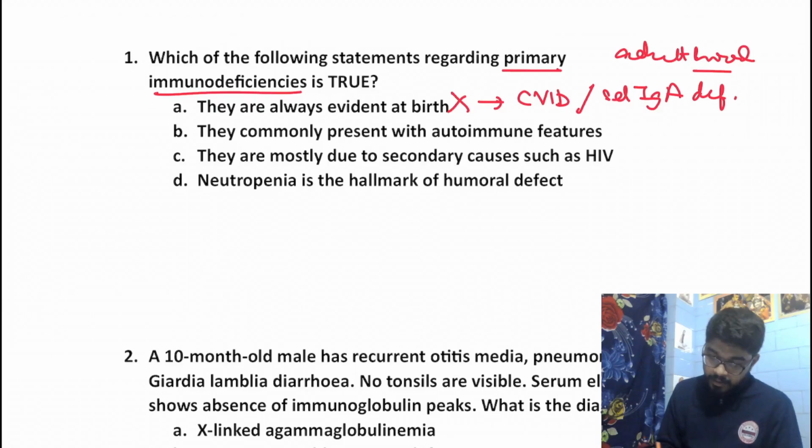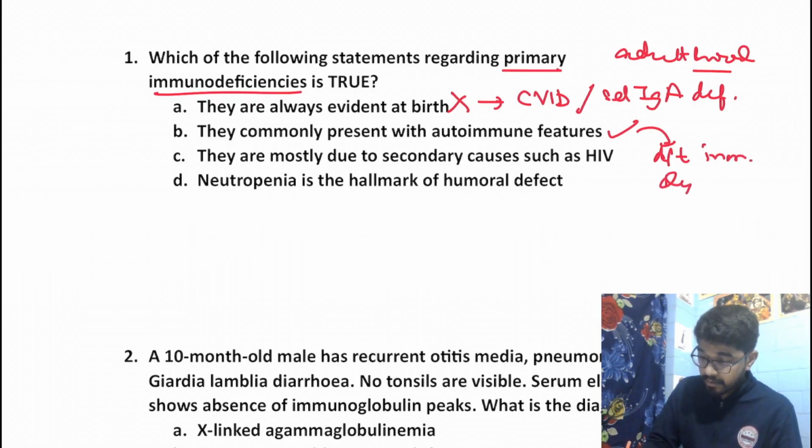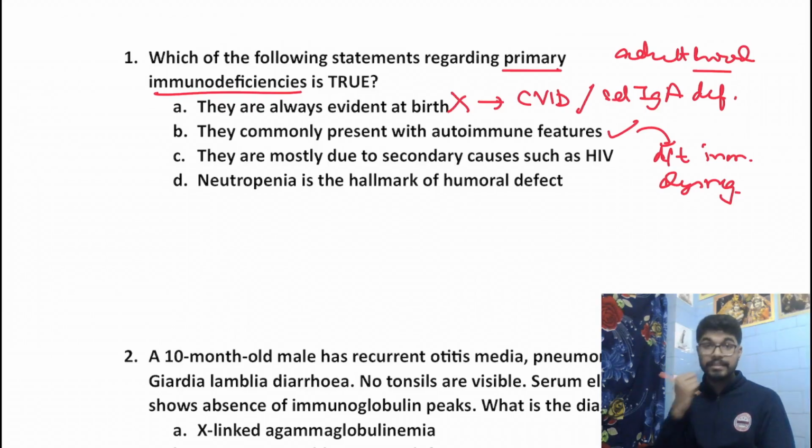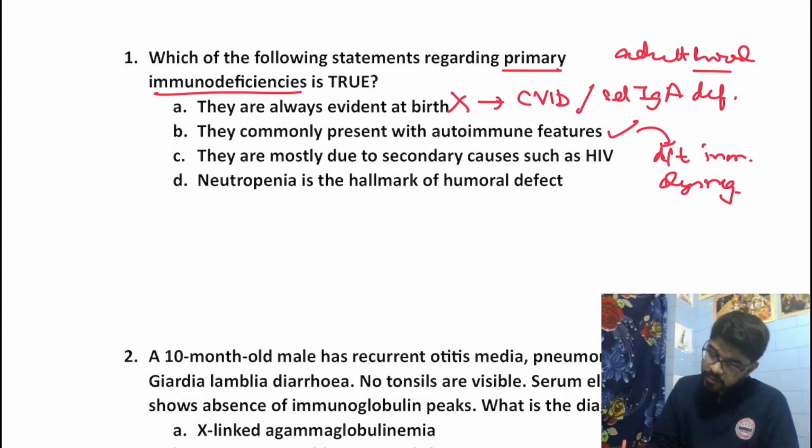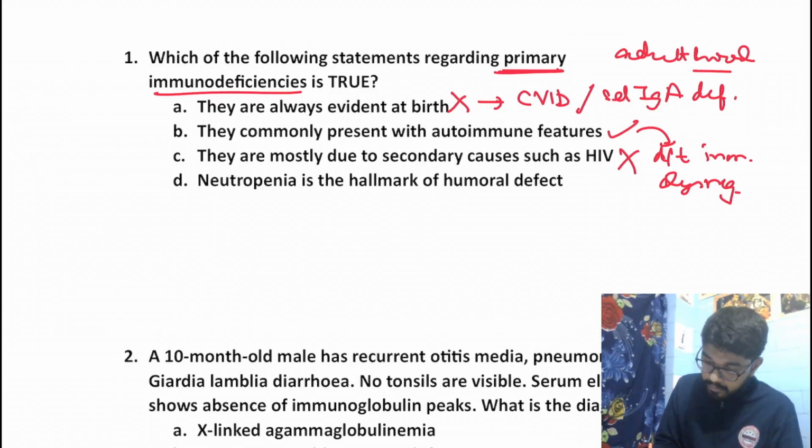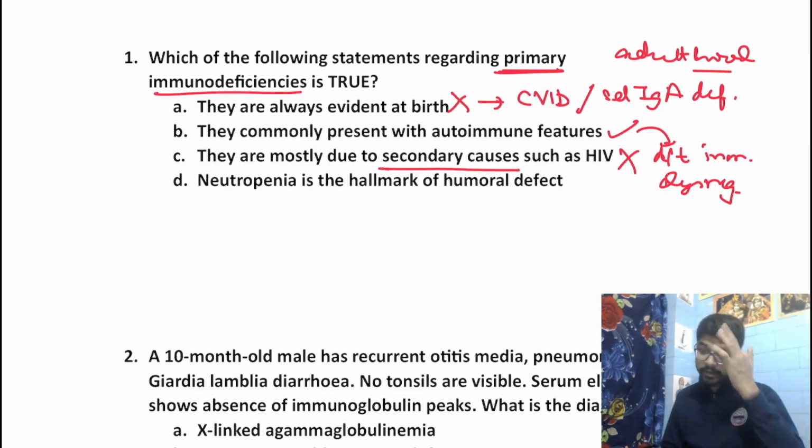They commonly present with autoimmune features. That's a true statement. This is due to the immune dysregulation that is seen in immunodeficiency. They are mostly due to secondary causes. That's a false statement. We are talking about primary immunodeficiency, and over here the option itself mentions a secondary cause, right? So that's an incorrect statement.